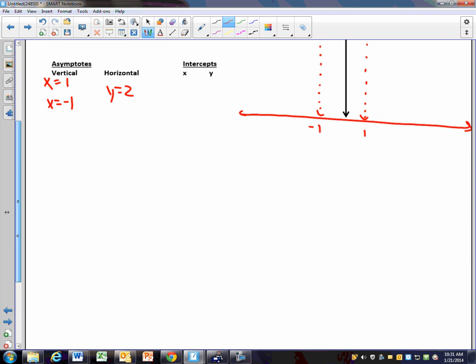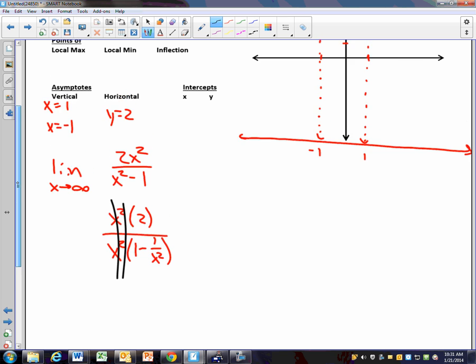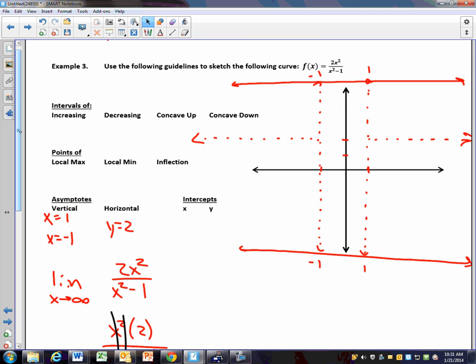Horizontal asymptote, one more time, if you have the limit as x goes to infinity of 2x squared over x squared minus 1, what do you factor out of the top? X squared out of the top. What do you factor out of the bottom? X squared times 1 minus 1 over x squared. And you can see that the x squareds will cancel, and you'll be left with 2 over 1, which is 2. So it always just ends up being that you can basically circle the largest powers in both the numerator and the denominator and reconcile what the limit would be from that. Okay? Does that help?